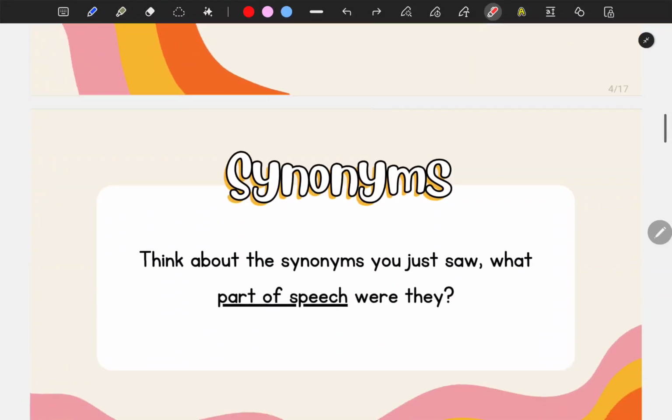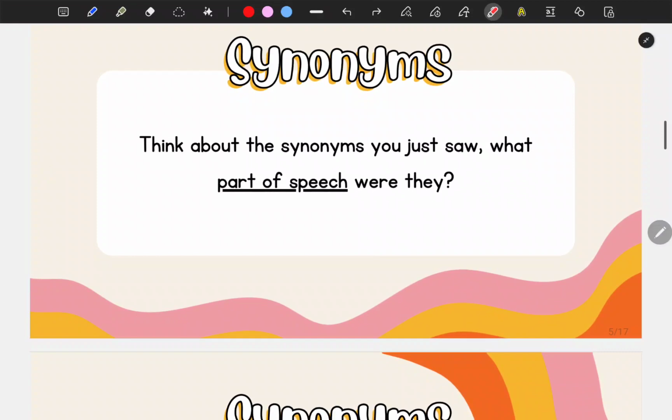The next word we have is small. Small means tiny.